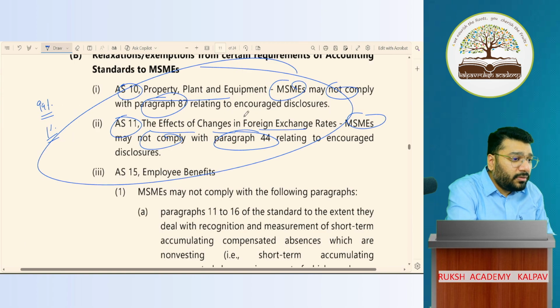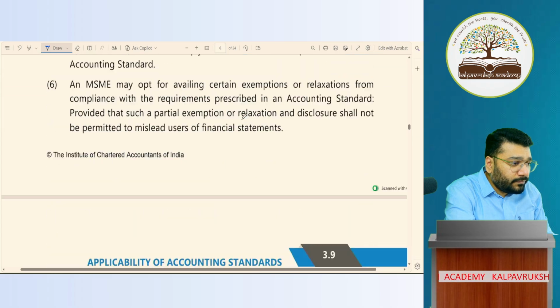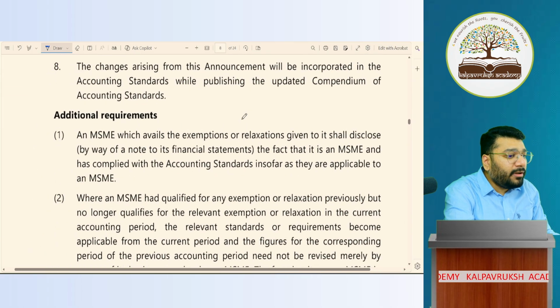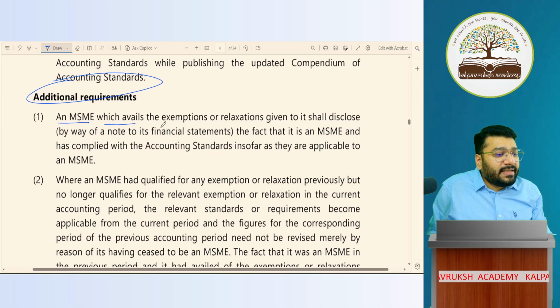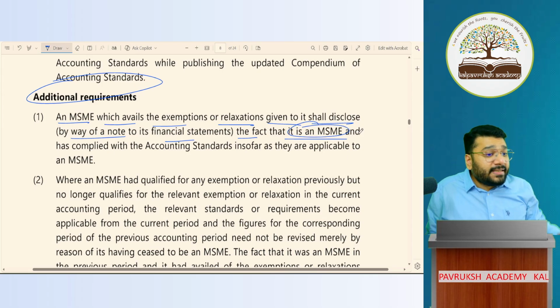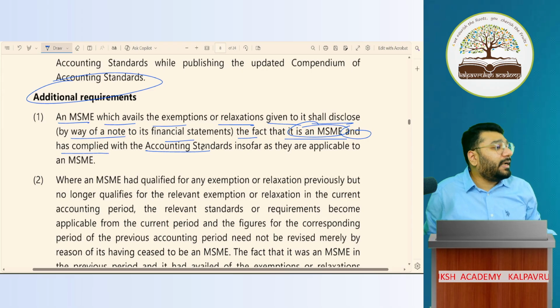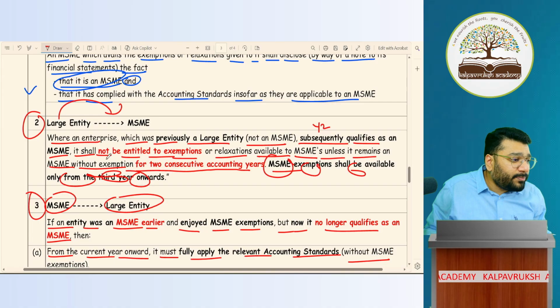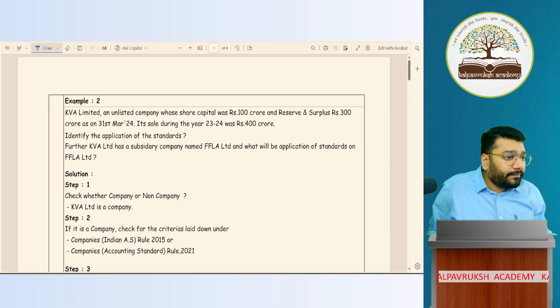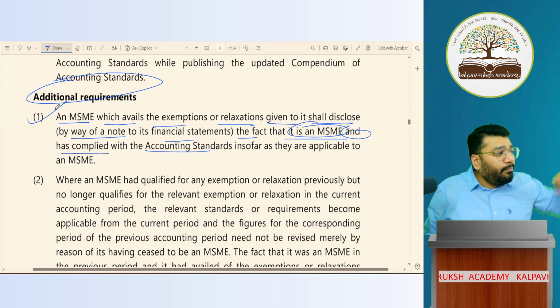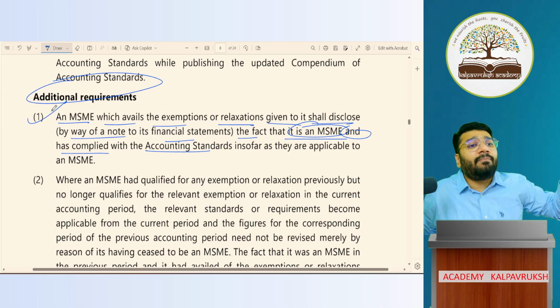Now, whatever points we discussed, those points are mentioned here. Let's quickly go through. An MSME which avails exemption or relaxation given to it shall disclose by way of notes in the financial statement the fact that it is an MSME, and the second fact that it has complied with all accounting standards applicable to MSME. That is the first point I mentioned here. The same points I mentioned in my notes also. Wherever required, I give examples and explanation.